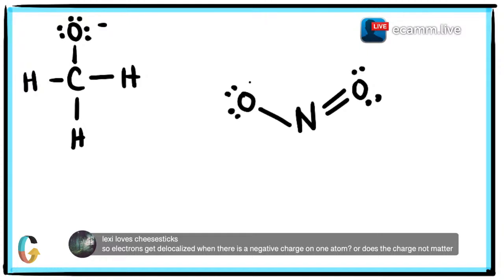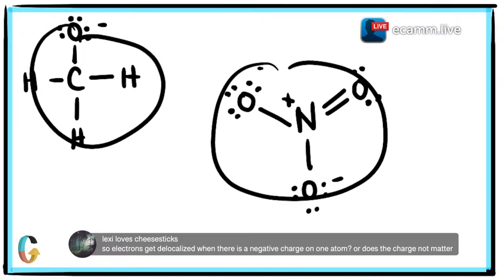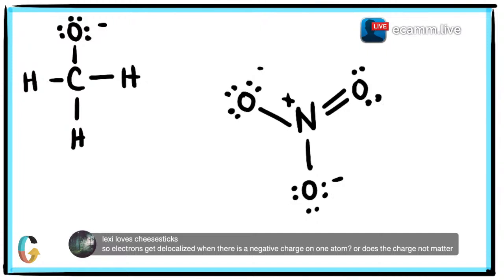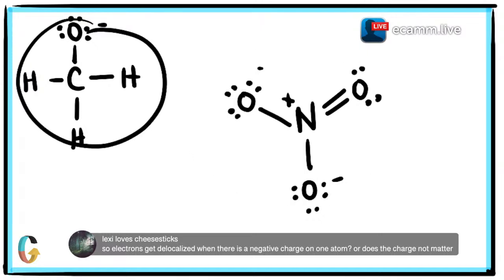Okay. So I have 2 different ideas here. And this nitrogen is positive. These oxygens will be negative. So for my 2 examples, the oxygens in both compounds have the same negative charge. So let's see. Can we delocalize this one or can we delocalize this one? Let's look at this one first.